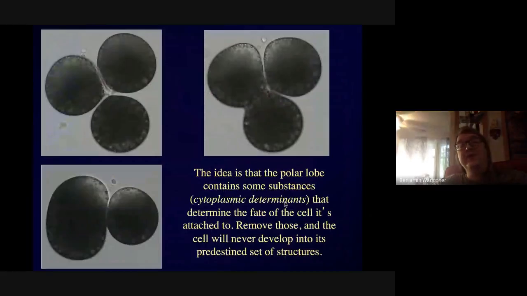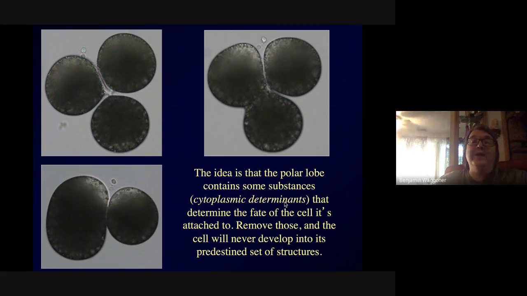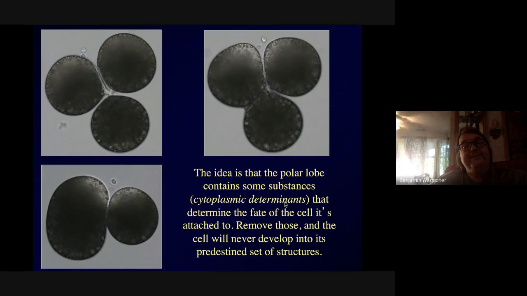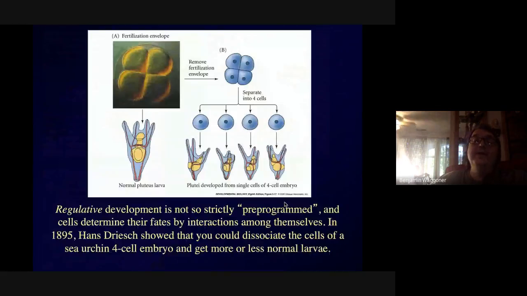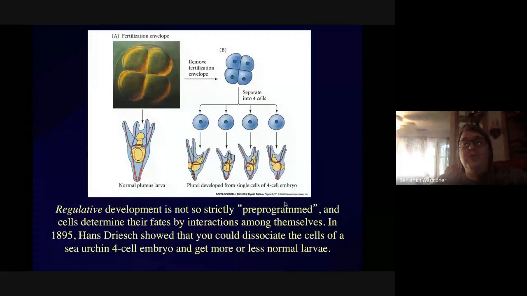So yeah, there we've got some actual embryos. You can see there's a 2-cell embryo with the polar lobe, and then the polar lobe gets reabsorbed into that CD blastomere cell. And the polar lobe contains those substances that determine the fate of the cell that it's attached to. Remove those substances and the cell will never develop those set of structures. It's like you've just removed the program. You've just removed the program code. Regulative development is not pre-programmed like that.